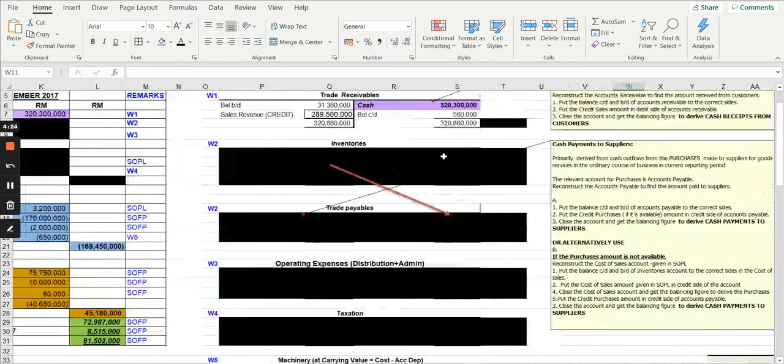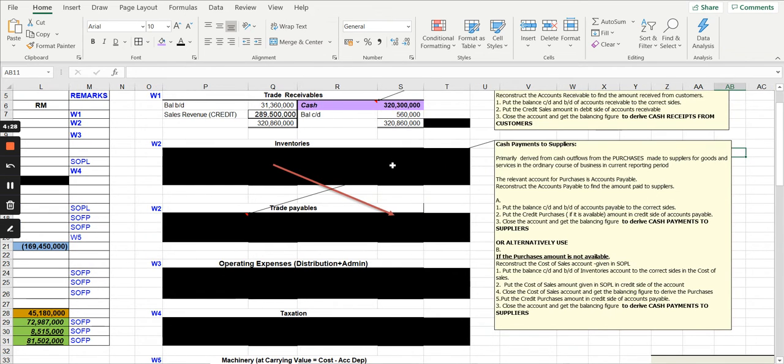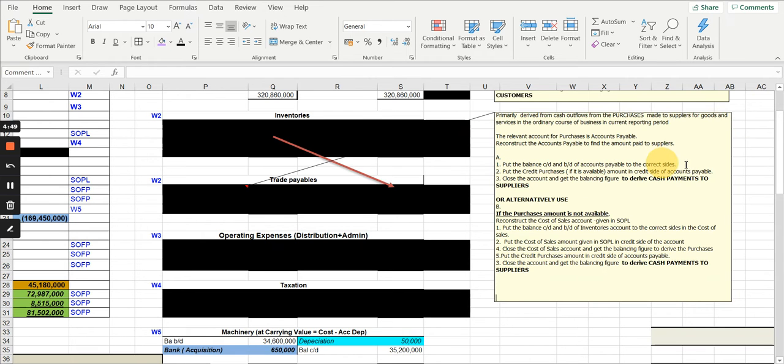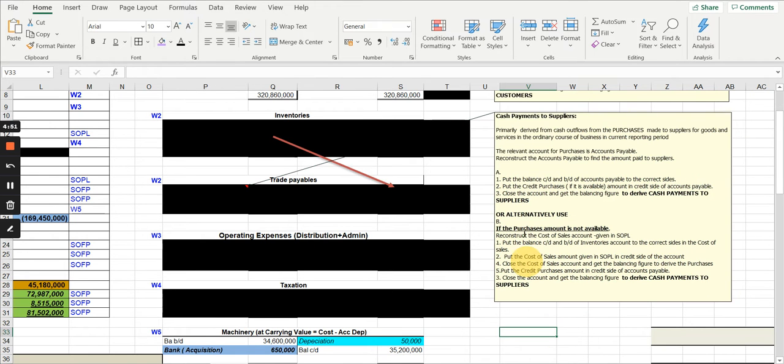In some questions, you may find that this is related to cash payments to supplier. When we buy goods on credit, we will have to pay our supplier for the goods or services that we have already acquired. Therefore, the relevant account to assess for this is accounts payable. So you have to reconstruct the accounts payable to find how much is the amount paid to the supplier. How do you do that? There are 2 ways.